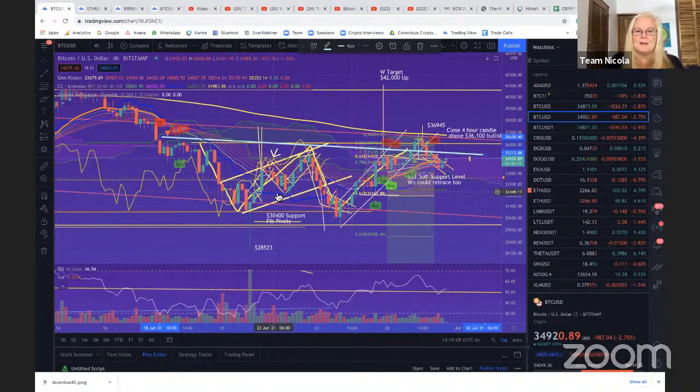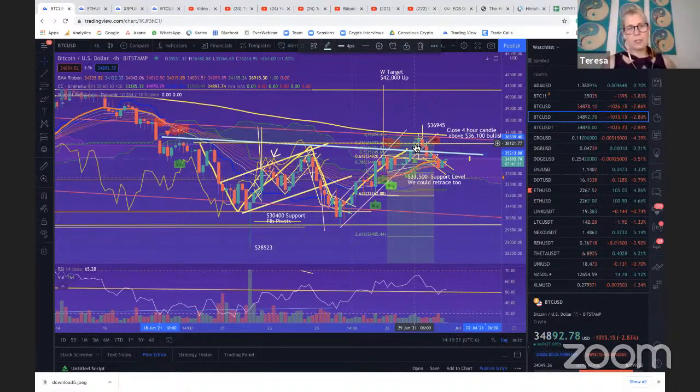We're breaking out of a cup and handle. We've broken out, and now we're confirming the breakout. And now we're looking like we're breaking out of a W pattern. And we have a bullish divergence on the stochastic as well as the normal RSI. Is that right, Teresa? Yeah, exactly.